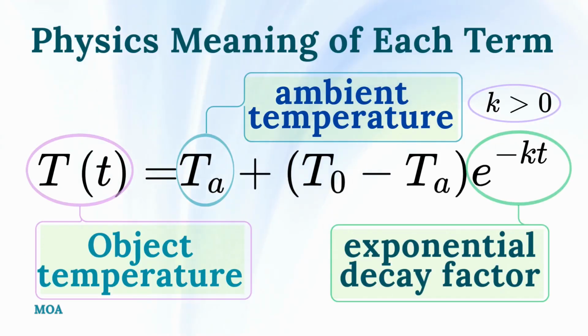Now, let us briefly review the physical meaning of each term. T of t is the temperature of the object at time t. T sub A is the ambient temperature, also called the surrounding temperature, expressed in Kelvin. The quantity T sub 0 minus T sub A represents the initial temperature difference, how much hotter or colder the object is than its surroundings at the beginning. E raised to the power of minus kt is the exponential decay factor, showing how this difference decreases over time. k is a positive constant, known as the cooling coefficient or rate of heat exchange.